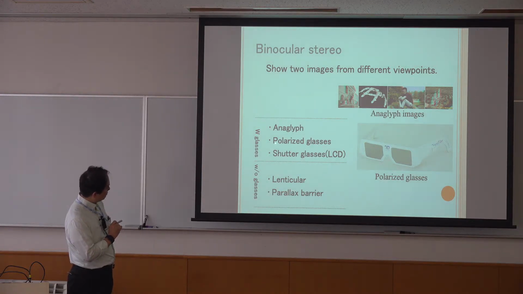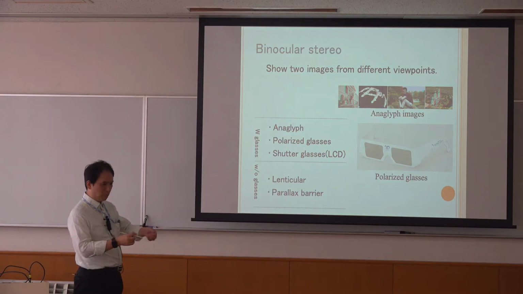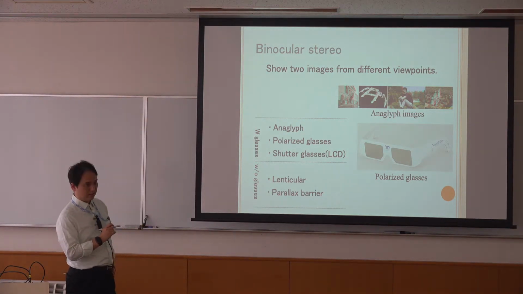Another type is polarized glasses or shutter glasses. These principles are used in 3D cinema these days. Okay? At the entrance of the cinema, you can borrow the glasses. This is based on polarized or shutter glasses.